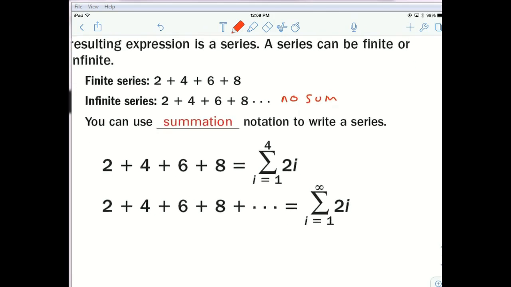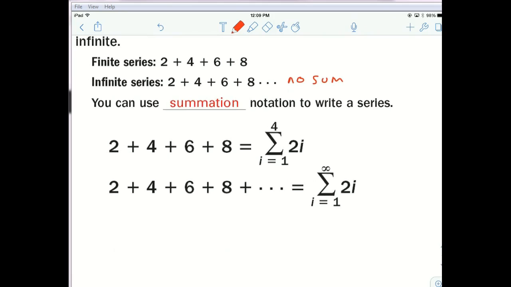We abbreviate sums with summation notation. That's what this is called right here. This is called sigma, or summation notation. And it takes a little bit getting used to, but it's pretty easy once you break it down.